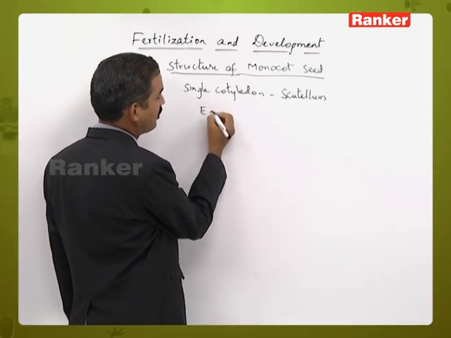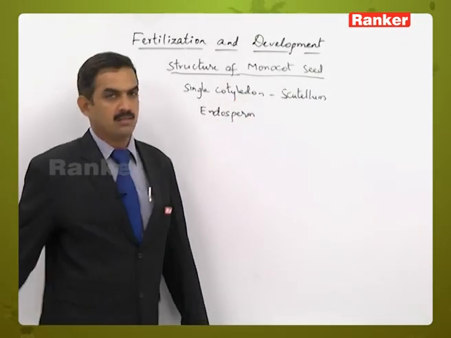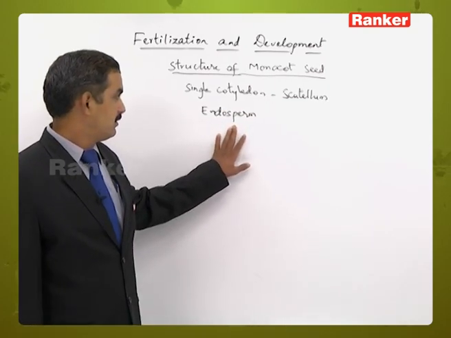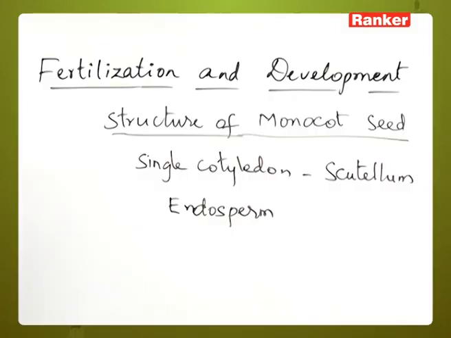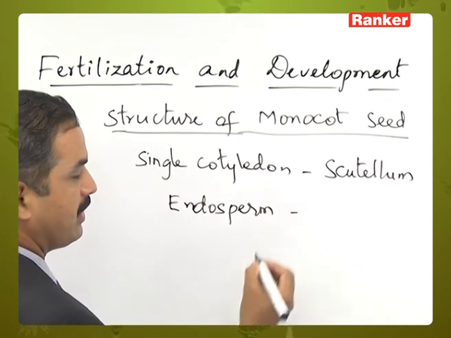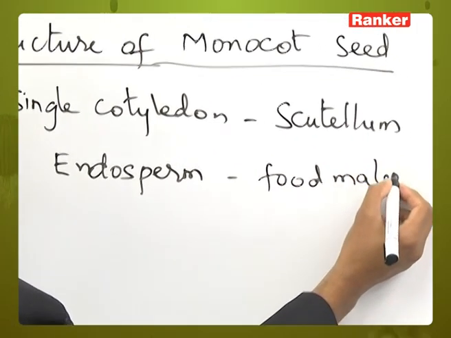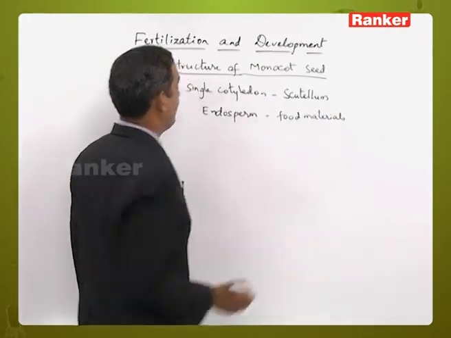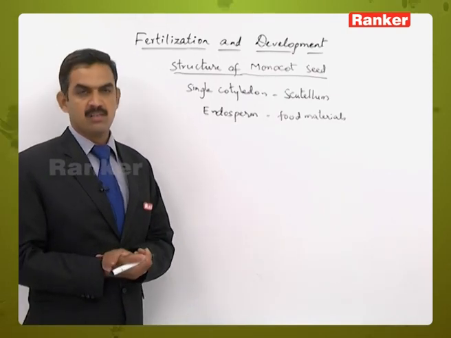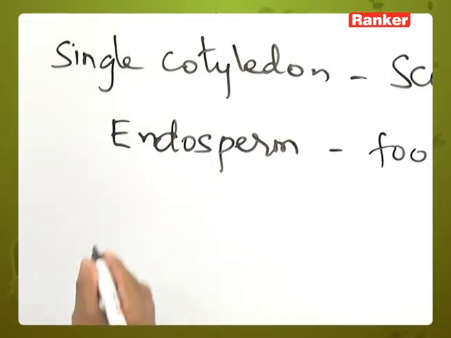present in the endosperm. That is the reason why the majority of the monocot structure is occupied by endosperm. In the monocot seed, the majority of the portion is occupied by endosperm. This endosperm is laden with food materials, and the embryo is present on one side, on the lateral side, occupying little space.